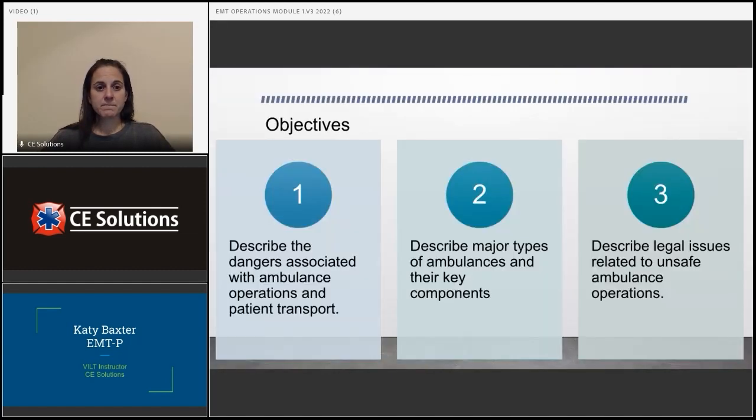Ambulance safety. We will describe the dangers associated with ambulance operations and patient transport, describe major types of ambulances, their key components, and legal issues that are related to unsafe ambulance operations.